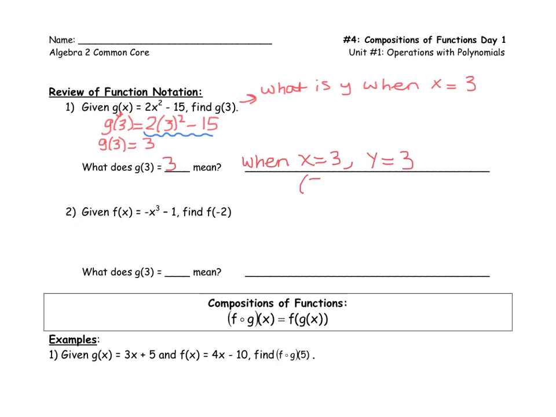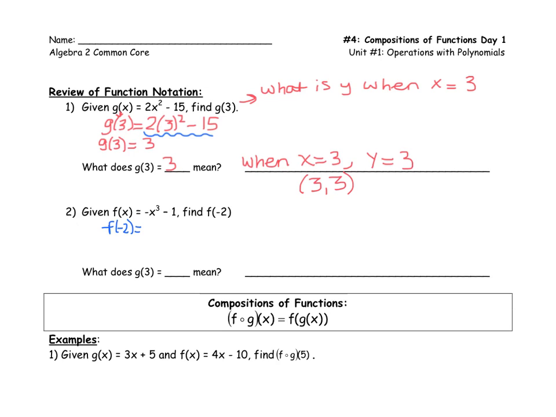Or it corresponds to the point (3, 3). That would be the point on the graph. Okay, let's talk about example number 2. Given f of x equals negative x to the third minus 1, find f of negative 2. So let's write it below, f of negative 2.